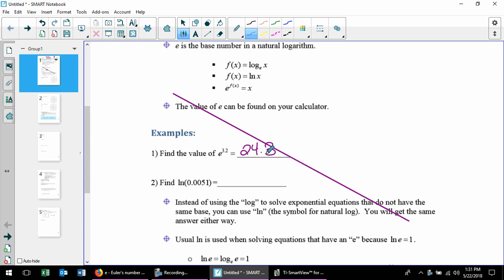Can someone do the natural log of this? What is it? -5. Give me two decimal places. 2.7.